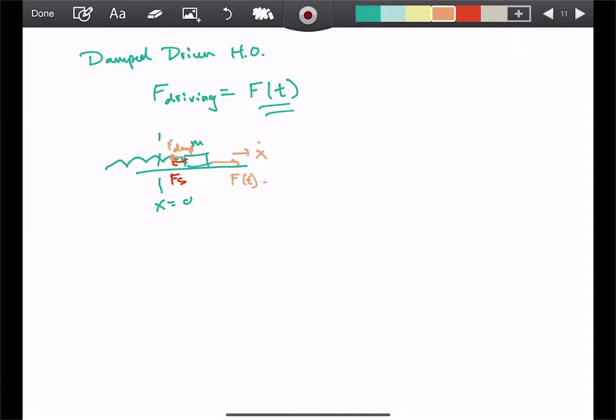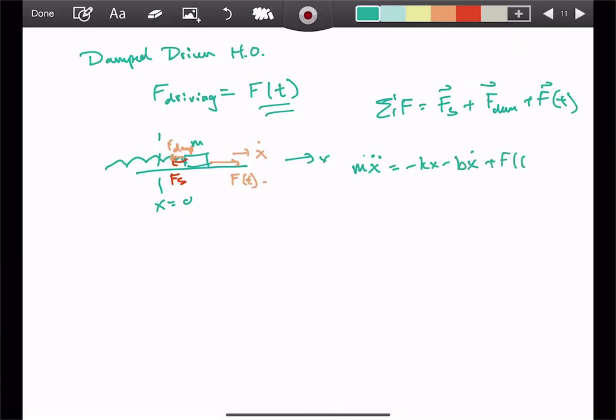So this is my F of t. Newton's second law then says that the sum of my forces is equal to my spring force plus my damping force plus my driving force. And these two are negative. Let's take our positive x direction to be this way. So finally, m x double dot is equal to minus k times x minus my damping, which is b times x dot, plus my f of t.